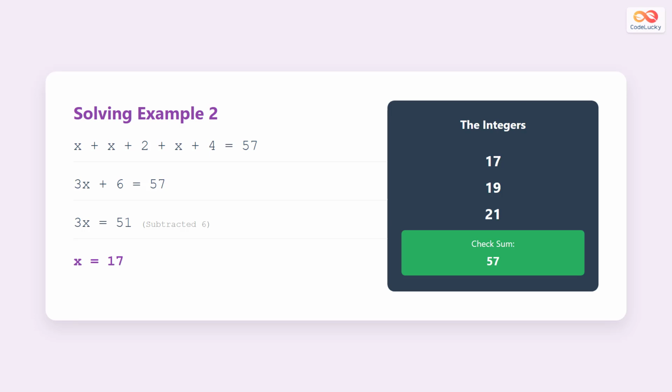Combining our terms again, we get 3x plus 6 equals 57. Subtracting 6 from both sides gives us 3x equals 51. Divide by 3, and we find that x is 17. That gives us our 3 odd numbers, 17, 19, and 21.